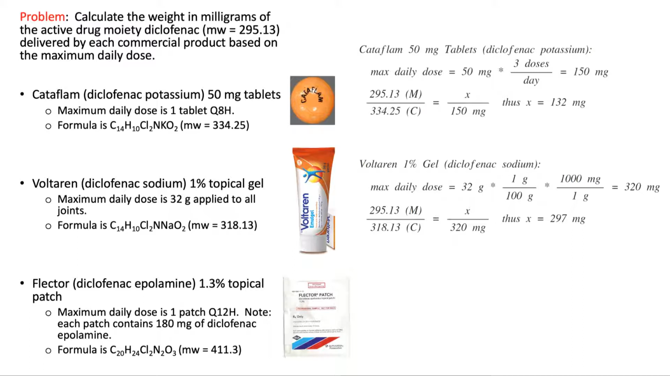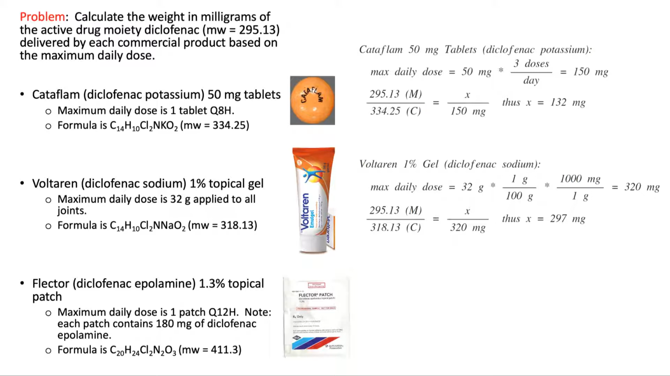And if we multiply that across, we can see that the 32 grams of gel per day of a 1% gel is equivalent to providing 320 milligrams of diclofenac sodium. How much moiety is in that? Well, let's take the molecular weight of our moiety, 295.13, set it over the molecular weight of our compound, which is 318.13. Set that equal to some unknown x of the moiety over the weight of the compound per day, which we said was 320 milligrams.